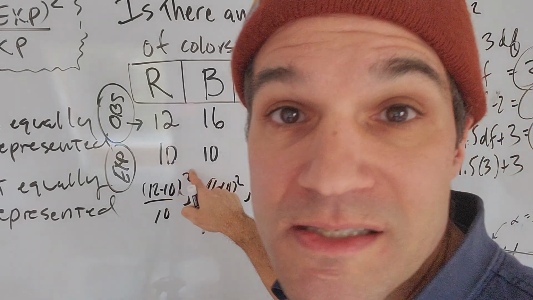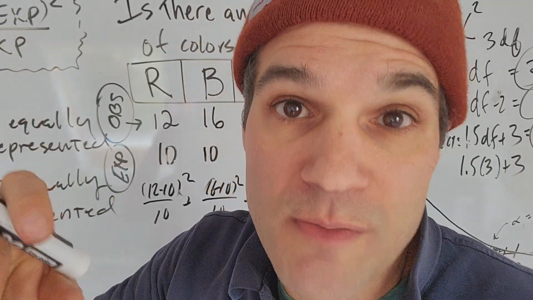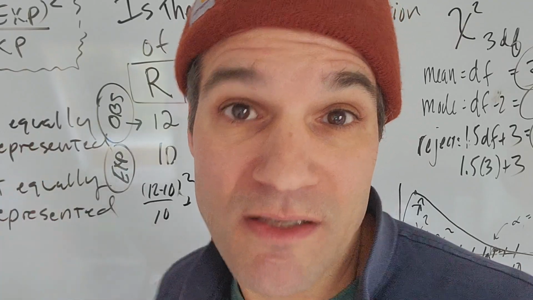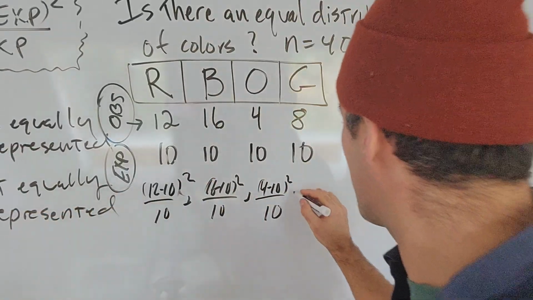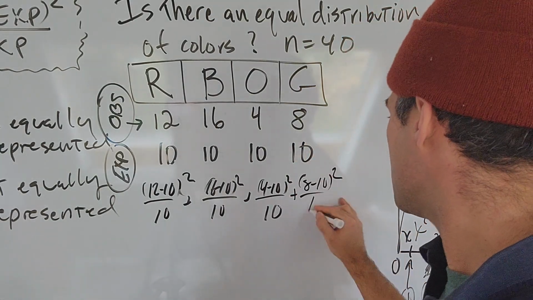Now, these aren't always equal. It could have had like 30%, 20%, 30%, something percent, right? Instead, and then I'd find that expected. So the expecteds are a little bit trickier. There's trickier problems than this for sure. 8 minus 10 squared over 10.